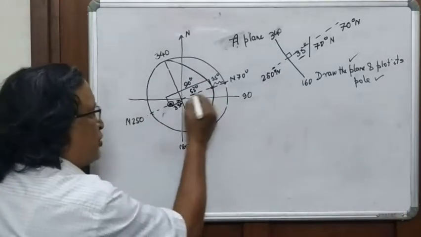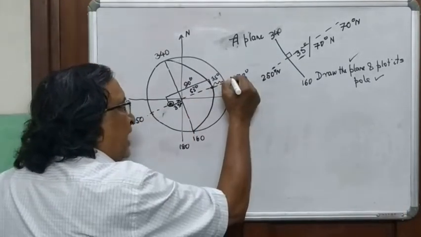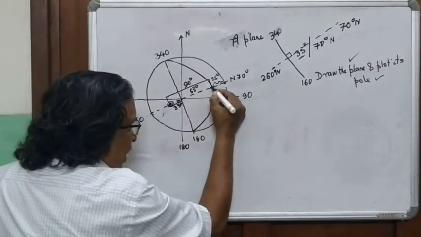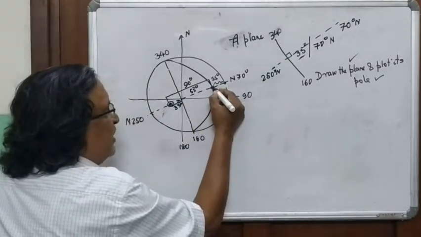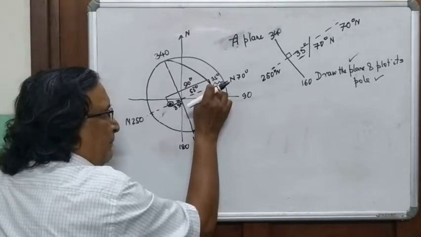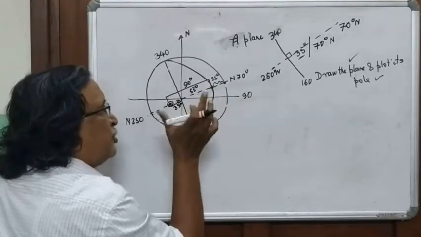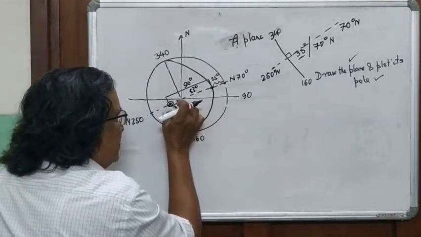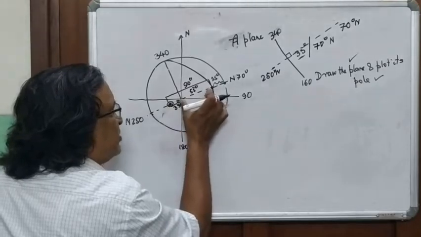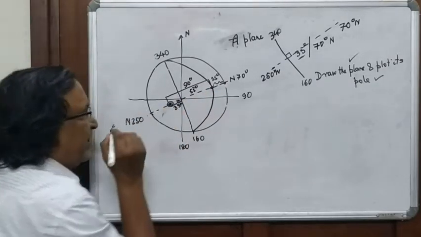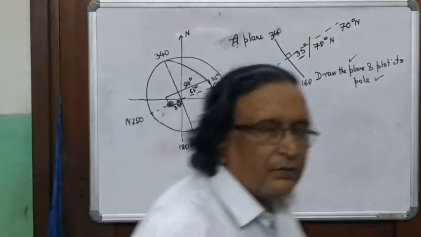Why? How did I draw the pole? I take the dip line, which is 90 degree to the strike line, and this is the point where the dip is 35 degrees. So the angle between the plane and the normal should be 90 degree. If it's 90 degree, then of course it should be 35 degree from here, because here it's 55 degree. So this is the pole of the plane. Right?